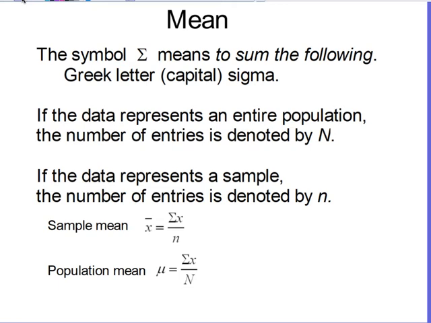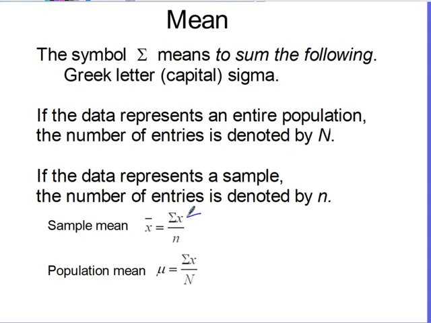You'll see this symbol that looks like a capital E. It's the Greek letter sigma, and that's capital sigma, not the lowercase sigma, which means to sum up the following sets of data. If the data represents the entire population, then you might see a capital N. If the data represents a sample, you're going to see a lowercase n.